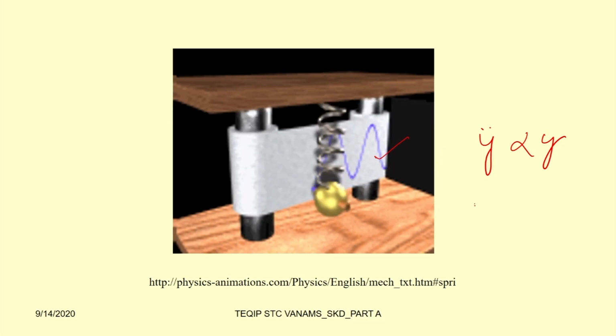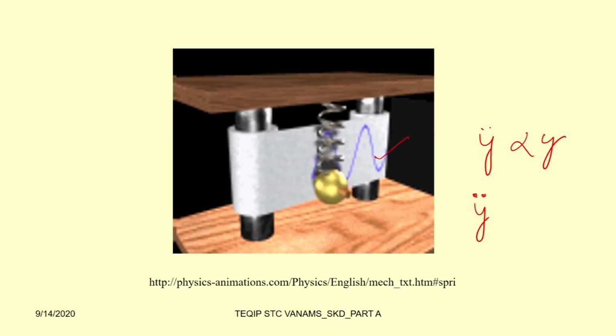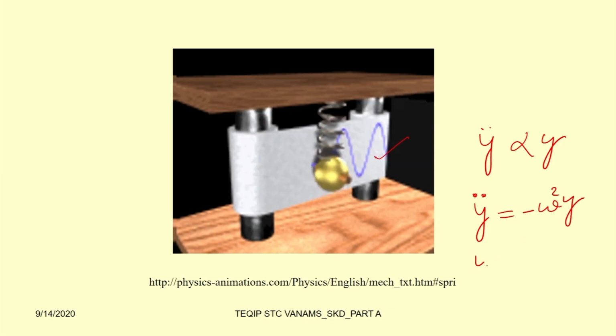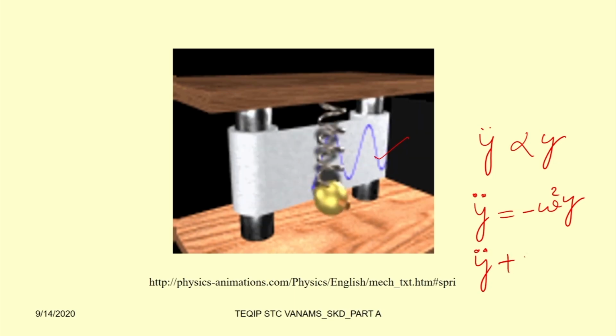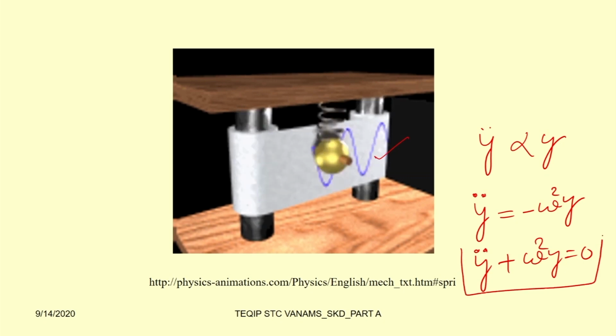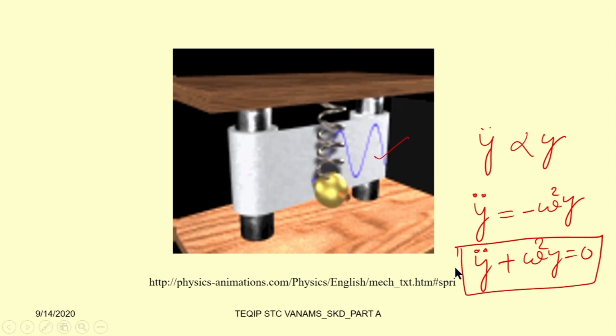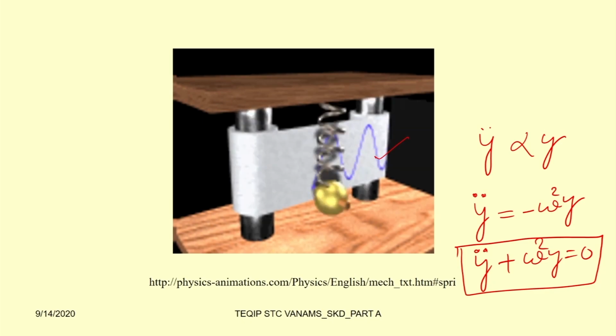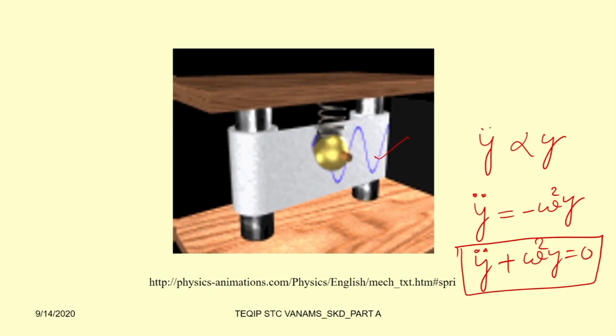In case of the simple harmonic motion, you can always write y double dot equal to minus omega square y, or y double dot, that is acceleration, plus omega square y equal to 0. Here omega is nothing but the frequency of the response. By using a spring and a mass, you can always generate a simple harmonic motion, but here you are assuming that the spring constant is linear. In that case only you can find this type of response.